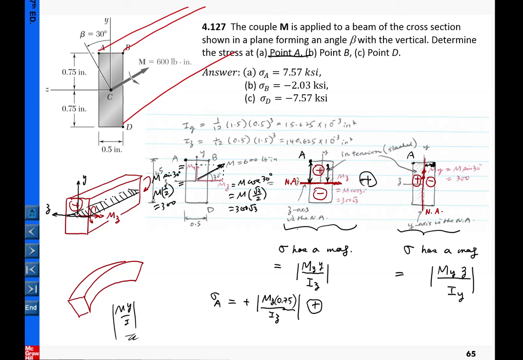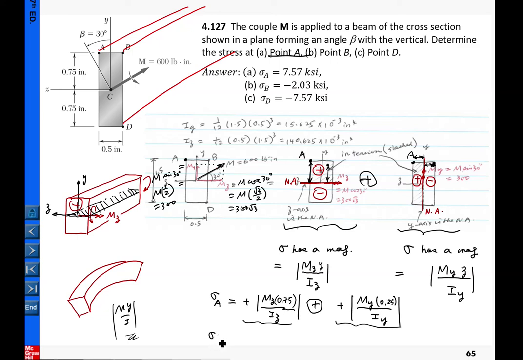Now for this system here, A is located again in the tension region. The magnitude is given by this template, My over Iy. And what is z? Z is the distance from A to the neutral axis, and that dimension is 0.25. And then I with respect to y here. So those are positive numbers you add up together.